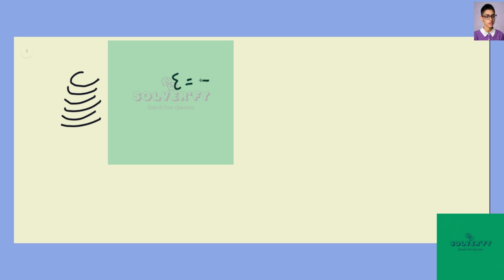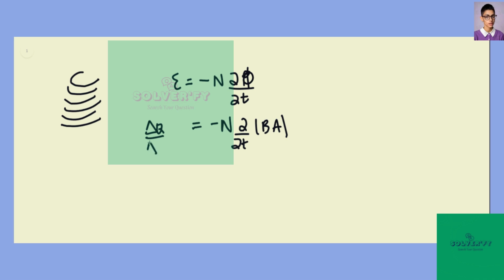So EMF is minus N dΦ/dt, and that's going to be minus N times the derivative of B times A, and then I'll work on this side as well. EMF is IR for a simple circuit of a particular resistance, and I is dq/dt. So I'm going to write that in that way. I is ΔQ over ΔT times R.